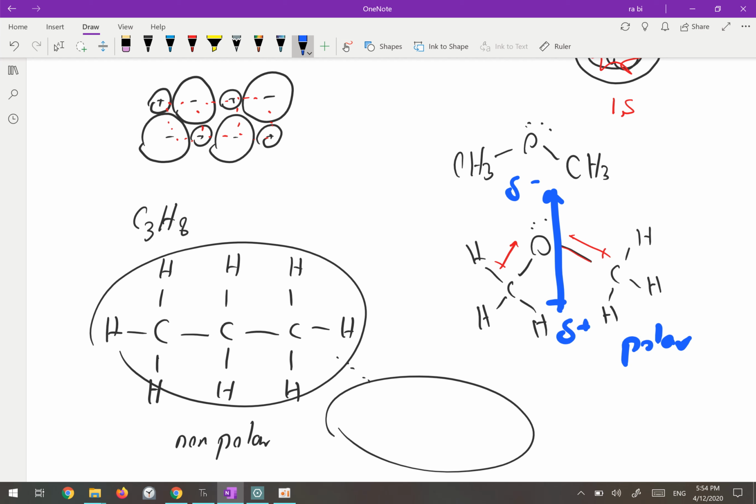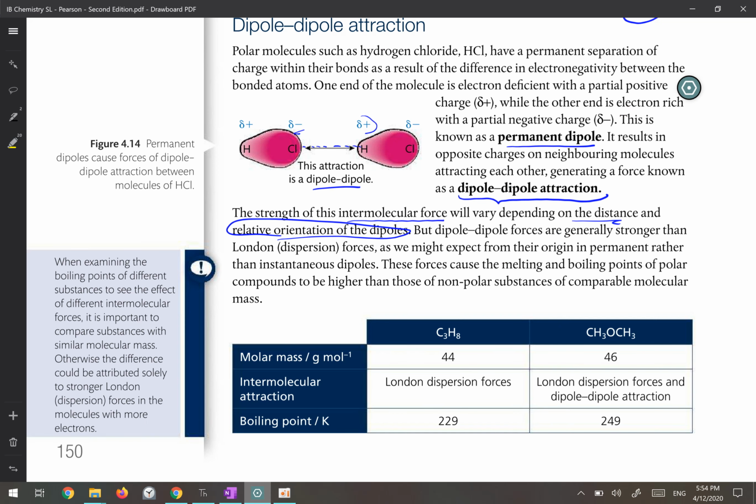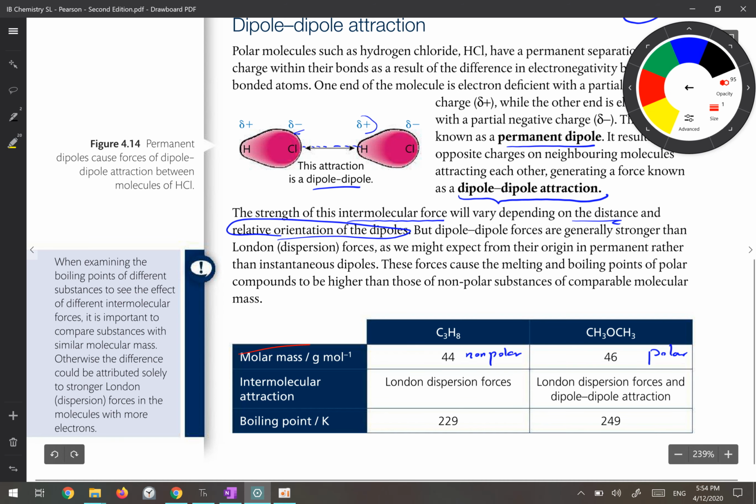So we have two types of molecule here. One of them is non-polar, the other one is polar. You can see their molar masses are close for these two, the molar mass 44 and 46. So we say they have comparable molecular mass. So when the molecular masses are close to each other, it means the London dispersion force which is available between all of the molecules is almost the same for both of them.